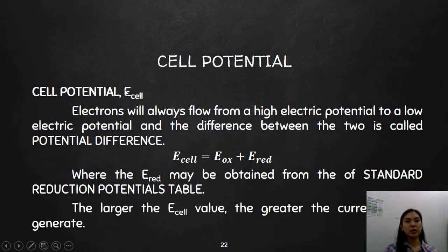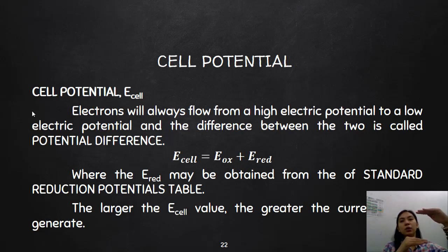When we say cell potential, or commonly it's referred to as your E sub cell, this means that electrons will always flow from a higher electrical potential, sa mas mataas na electrical potential, to a low electrical potential. So, kumbaga, yung electrons natin, mas na-attract muna siya, nandun siya sa taas, tapos to reach stability, dapat mag-lower siya. So, pababa yung kanyang flow. Such that, kung nandito yung high electric potential natin, and then nandito yung low electric potential natin, itong gap na to, the gap is called your potential difference.